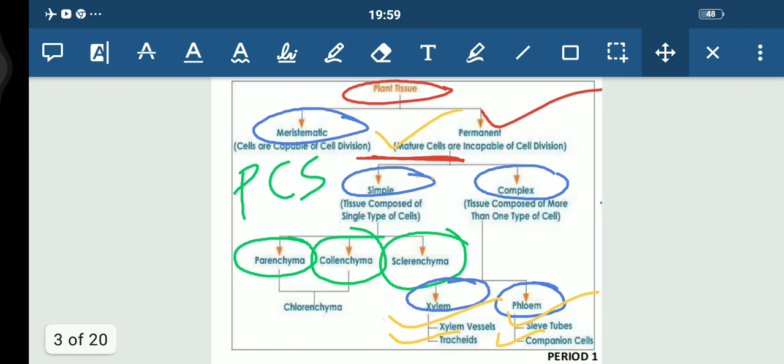Now students, we have just gone through the differentiation of plant tissue, right? There are two types, meristematic and permanent. Then permanent is of two further types, simple and complex. Then simple is again of three types, parenchyma, collenchyma, sclerenchyma, and complex is of xylem and phloem.